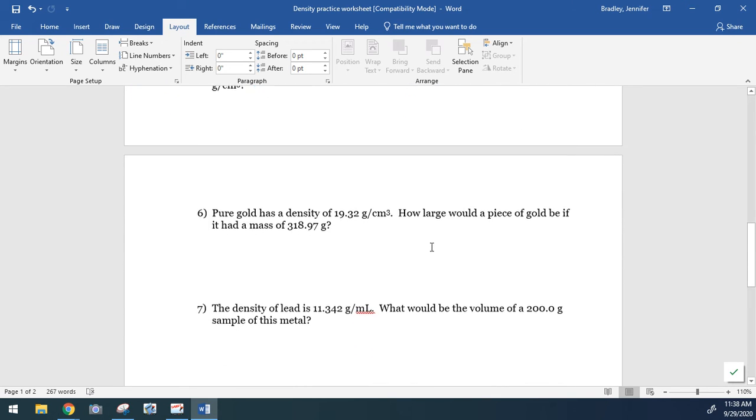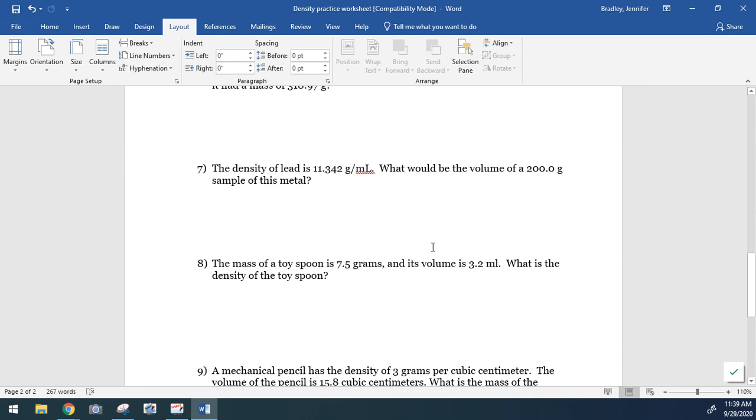Let's see if we can find one that asks what the volume is. Here's one where this is your mass and this looks like your density. Again, volume is equal to mass over density. So V is equal to my mass, 200 grams, over my density, 11.342 grams per milliliter. The grams are going to cancel, so my final answer is going to be in milliliters. It looks like I get 4 digits for this one. So I would just divide, round to 4 digits, and put it in milliliters.